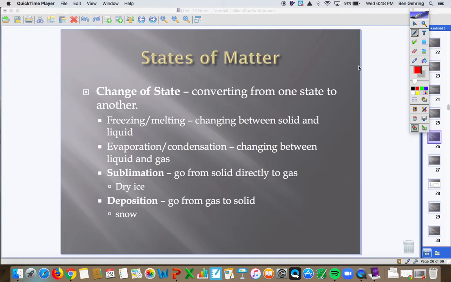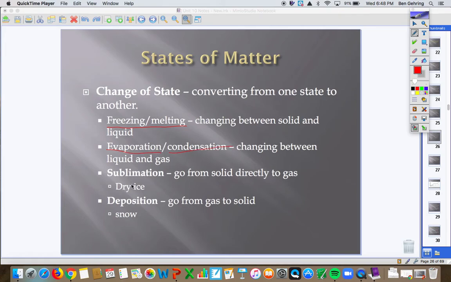When we talk about state changes, so you're familiar with a lot of these, but converting from one state to another, we have freezing and melting. So freezing goes from a liquid to a solid. Melting goes from a solid to a liquid. So those are your two changes between solid and liquid states. Evaporation and condensation. A liquid going to a gas is evaporation. Condensation is a gas becoming a liquid.